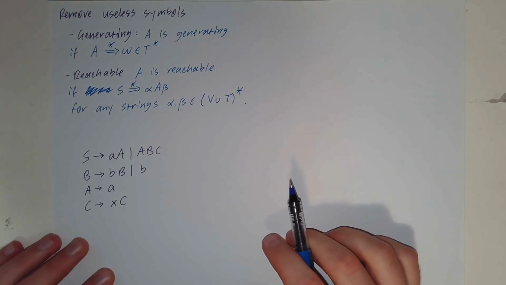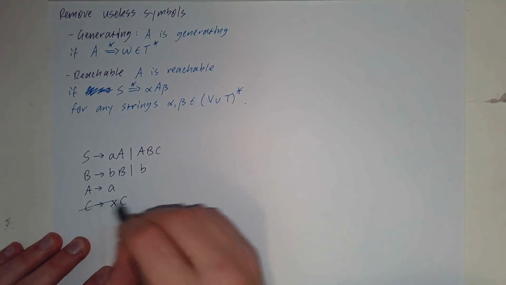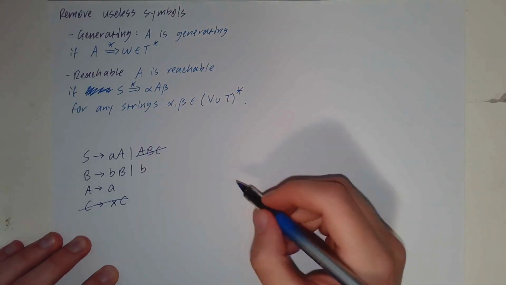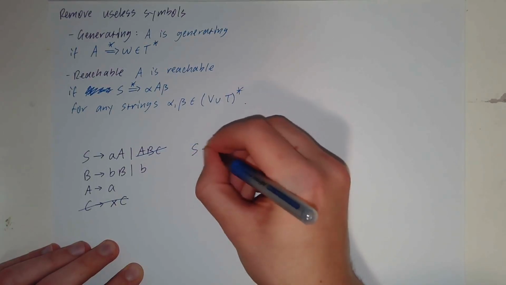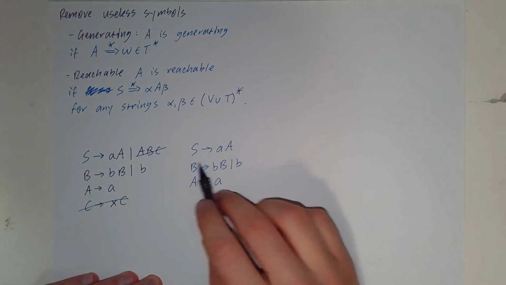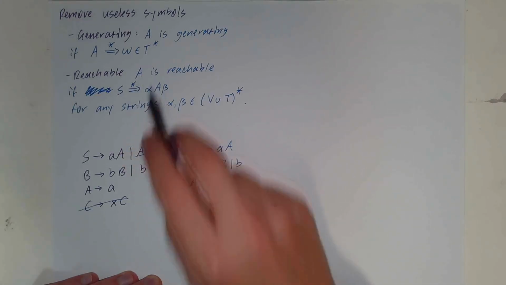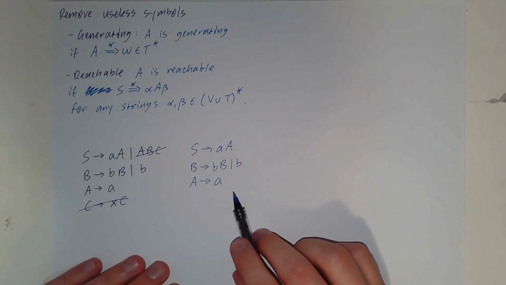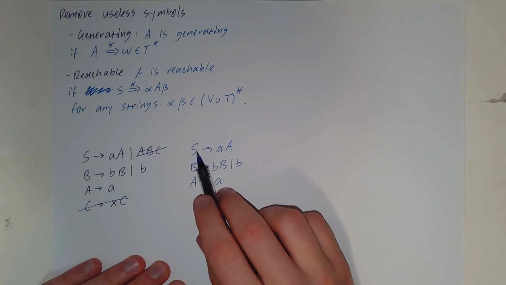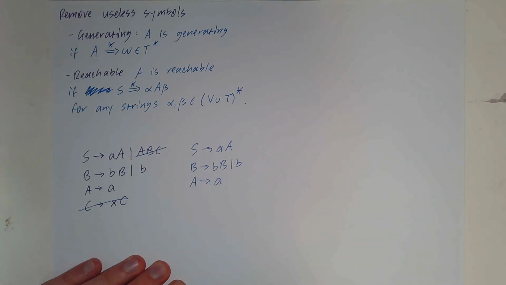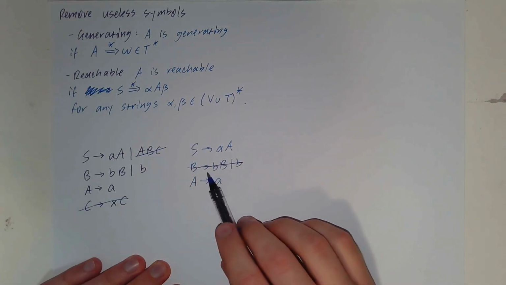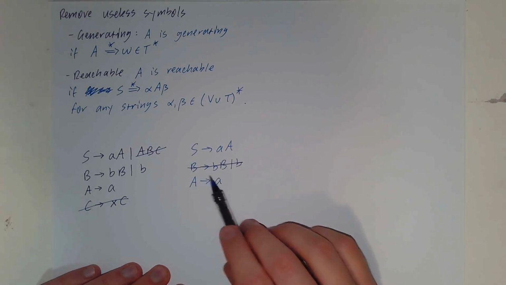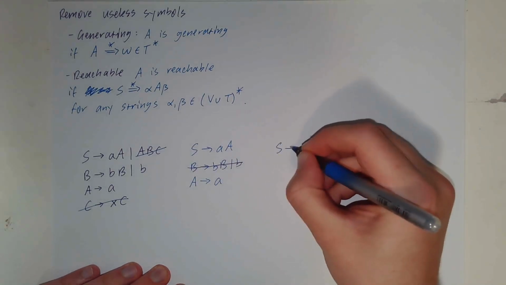So to get rid of the non-generating symbols, we get rid of the C and we get rid of any production rule that contains the C. And we rewrite our new grammar. Then we have to get rid of any symbol that can't be reached. So it looks like from the starting state S, there's no way to get to B. So then we just remove B and any production that contains a B that's also unreachable. So our final grammar is going to just be this.